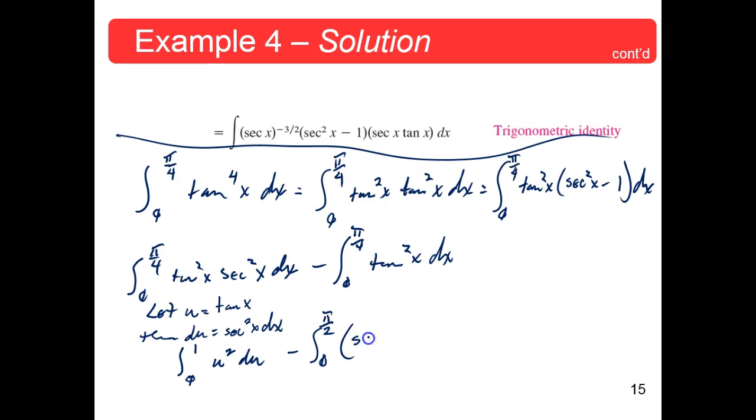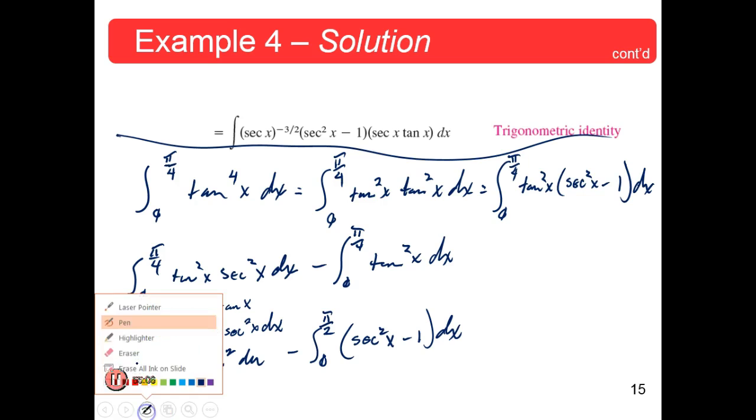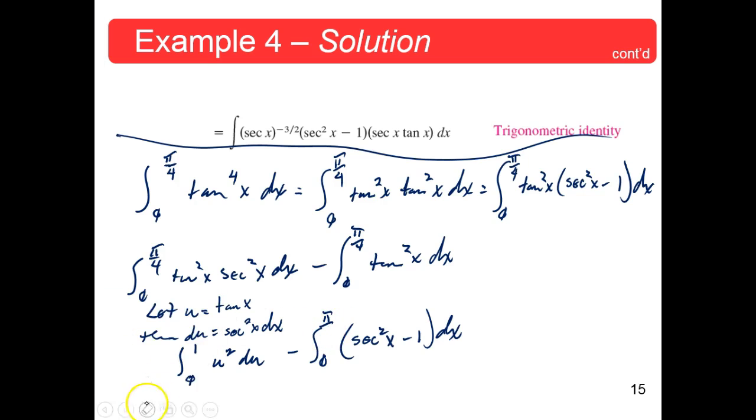Yeah, secant squared x minus 1 dx. And what's the antiderivative of secant squared? Tangent, yes. So let's do this first. What will this integral be? Oh, and I put pi halves. Where did that come from? You tell me. That's a pi fourths. Okay. Never mind. What's the antiderivative of u squared?